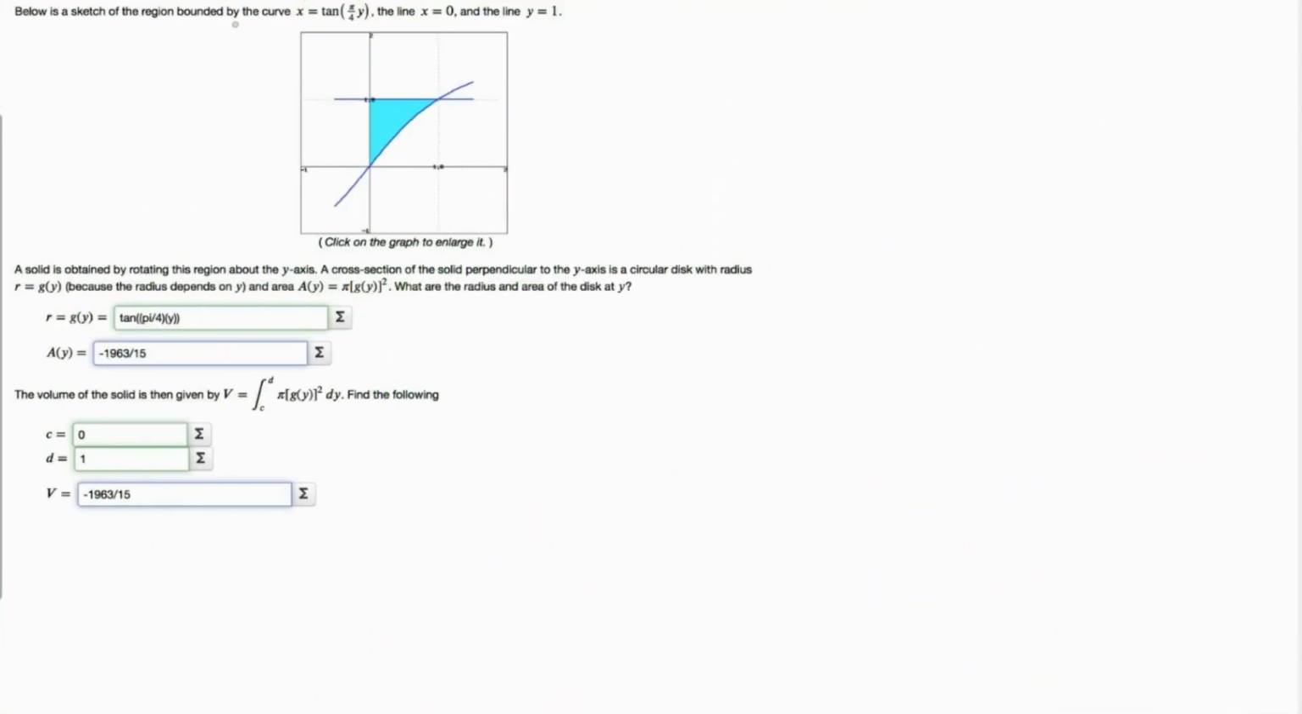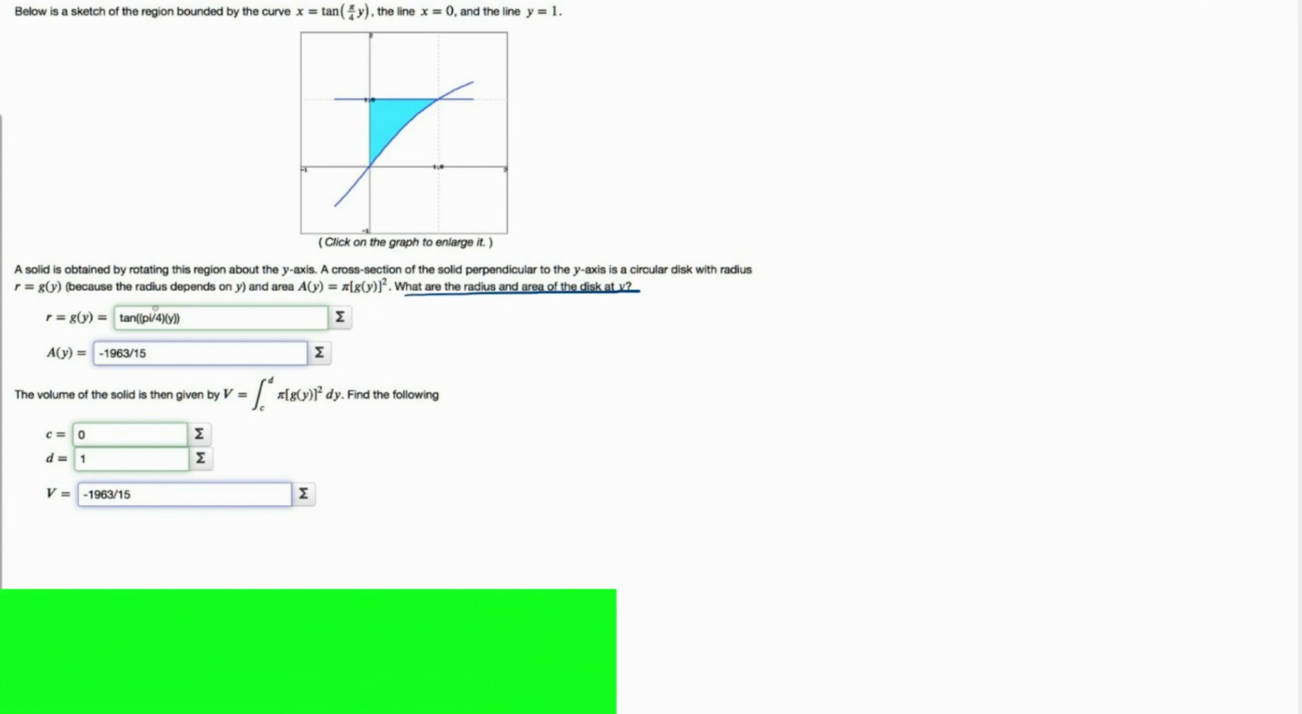Below is a sketch of a region bounded by the curve x equals tan of pi over 4 y, the line x equals 0, which is the y-axis, and the line y equals 1, which is over here. So first off, we need to find the radius, which is already known to us, and then we need to find A(y), which is the area, which is given by this particular equation.